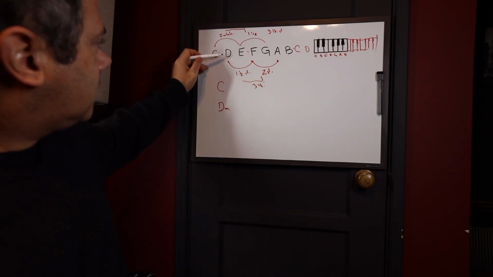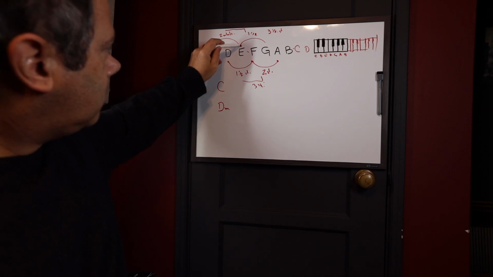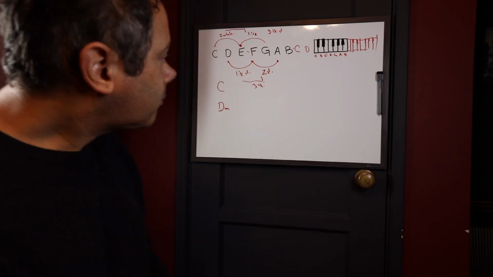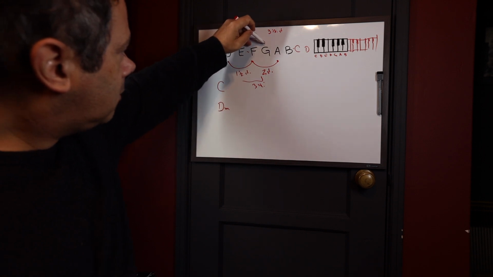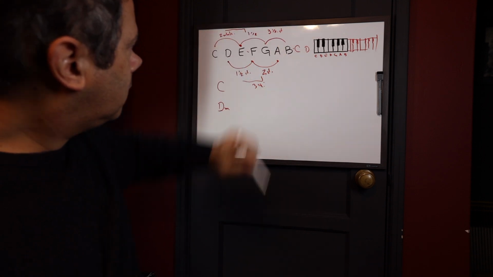So what do we do next? We go to the E. Now E is my next foundation. So E, 1, 2, 3, it's a G, 1, 2, 3, it's a B.